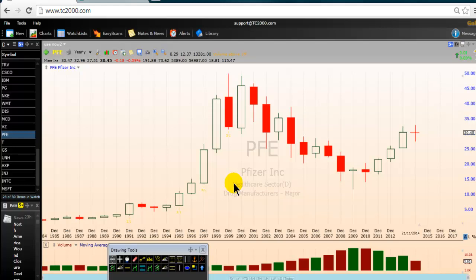The Pitchfork tool also allows traders to select the best, low risk entry point, because you want to enter the trade on the edge.